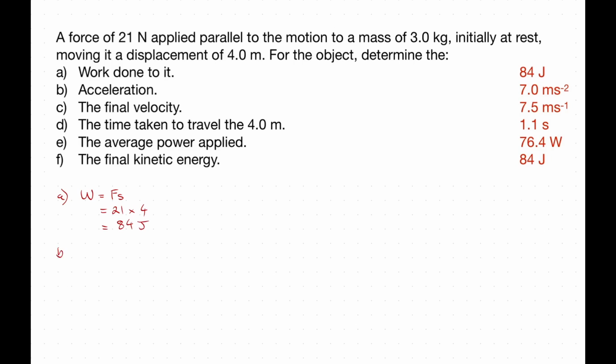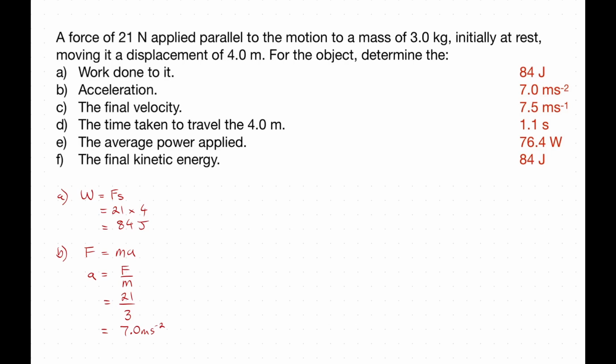Acceleration, we have a force. Force is equal to mass times acceleration, so we can just say F equals ma. A is going to be equal to our force divided by our mass, which is then going to give us 21 divided by 3, which will get us our 7 meters per second squared.